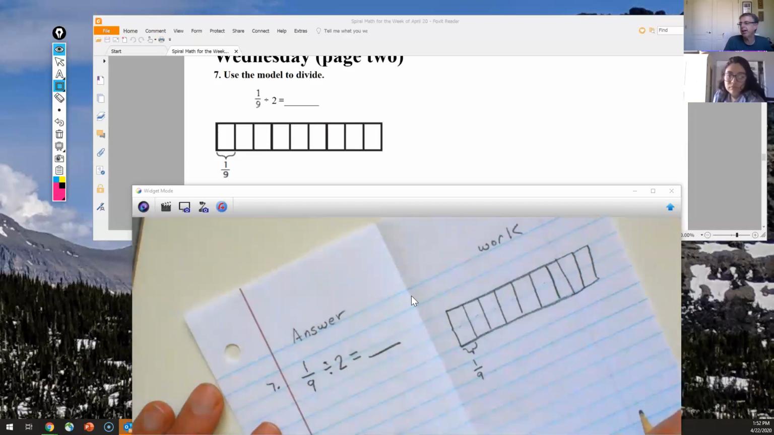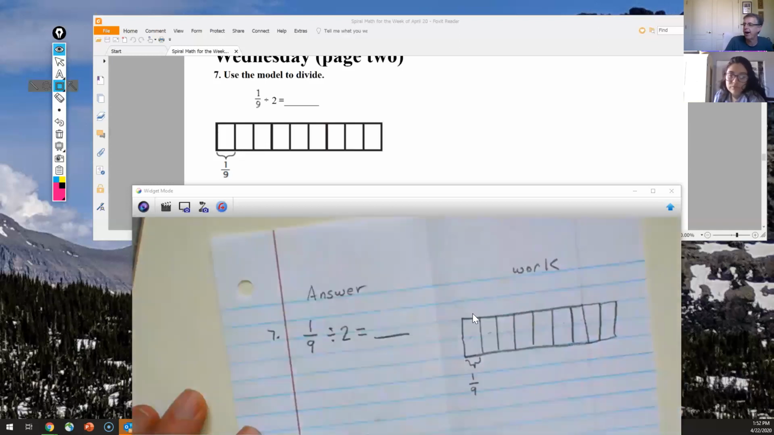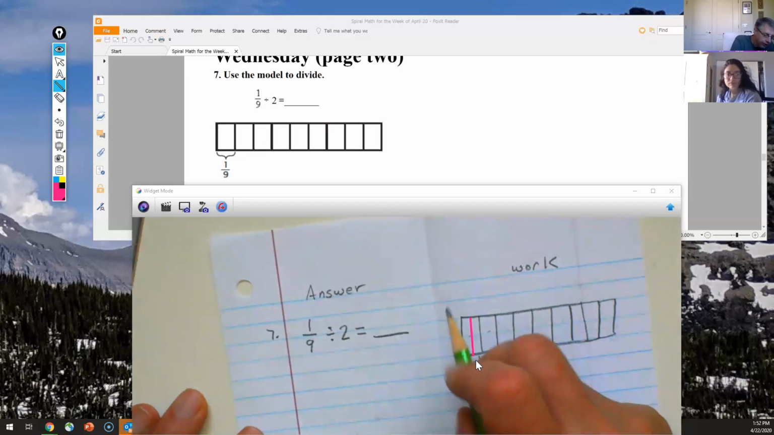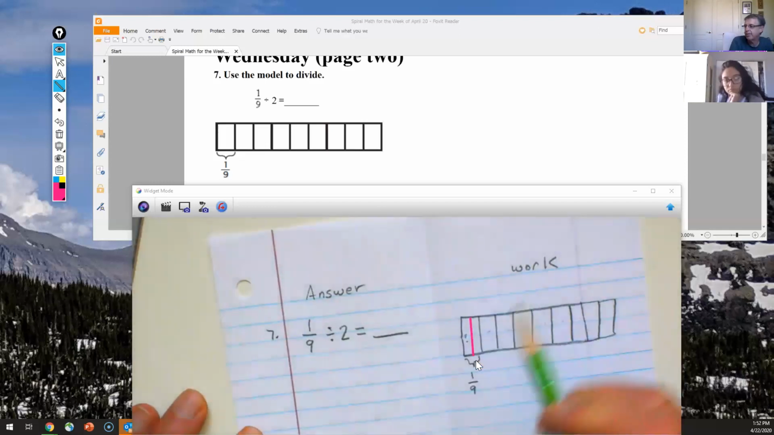Essentially what we're going to be doing right now is we're going to take that 1/9 and divide it into 2 equal spaces, just like this. When we do that, our question mark is, what fraction of the entire unit bar is that question mark right there?